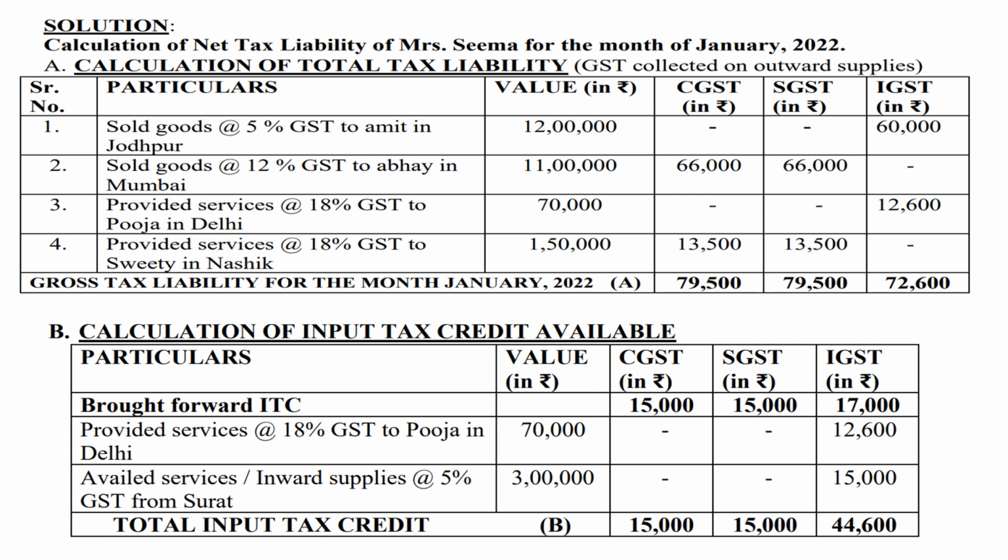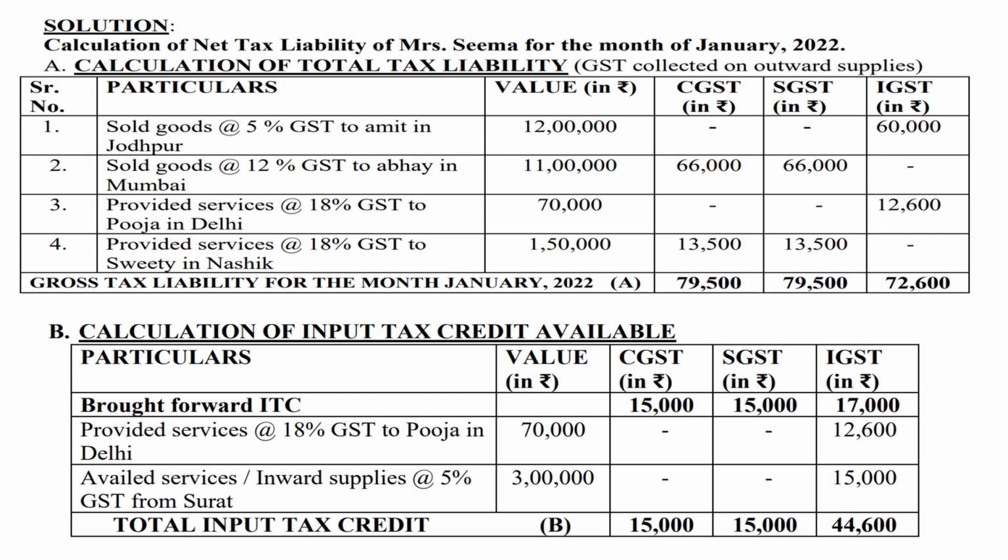Then we provided service at the rate of 18% GST to Sweetie in Nasik. Nasik is in Maharashtra, so this is an intra-state transaction. GST will be divided into SGST and CGST. The GST rate is 18%, so we take 9% of 1,50,000, which is 13,500 in CGST and 13,500 in SGST. Together that is 18%, that is 27,000 on 1,50,000. Now you have the gross tax liability for the month of January 2022.